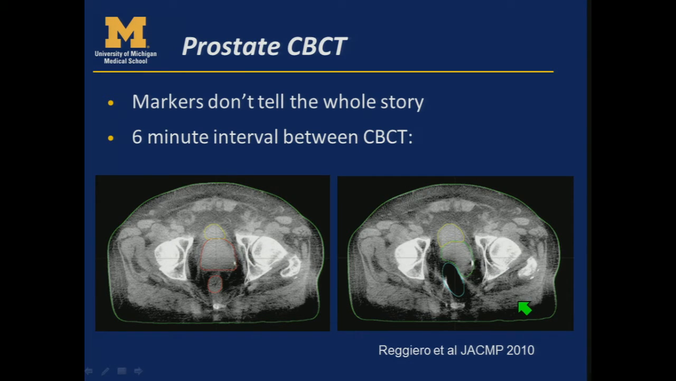These are 2 cone beams taken 6 minutes apart. And you can see a huge change in the prostate, rectum, and bladder over a really small period of time. And so this is something that hopefully you would see with real-time tracking, but we can't catch everything, so you do want to be careful.